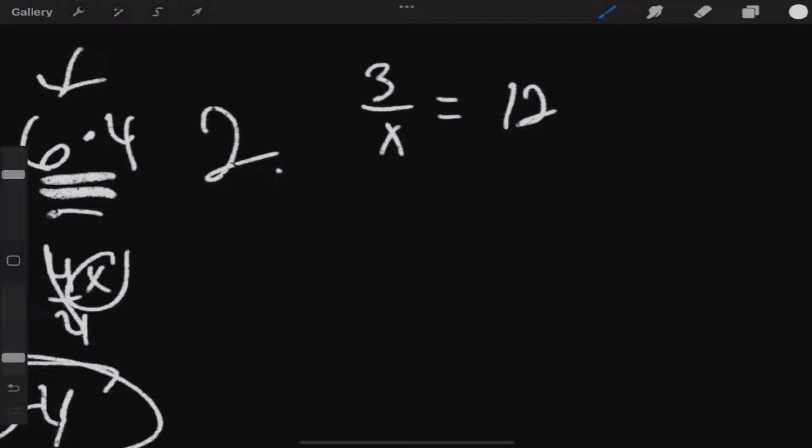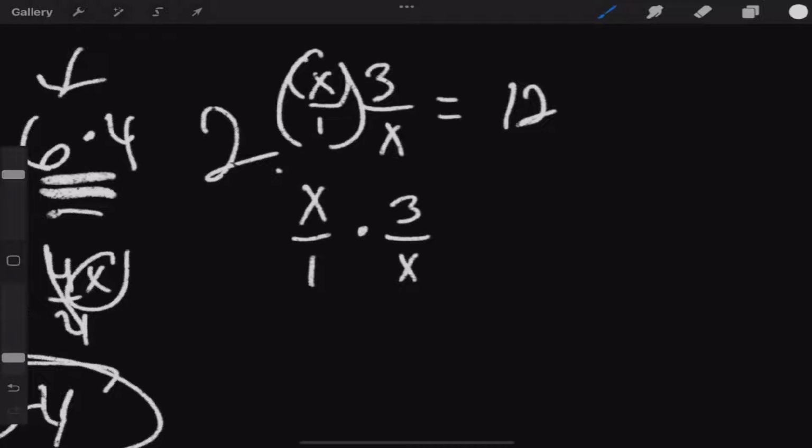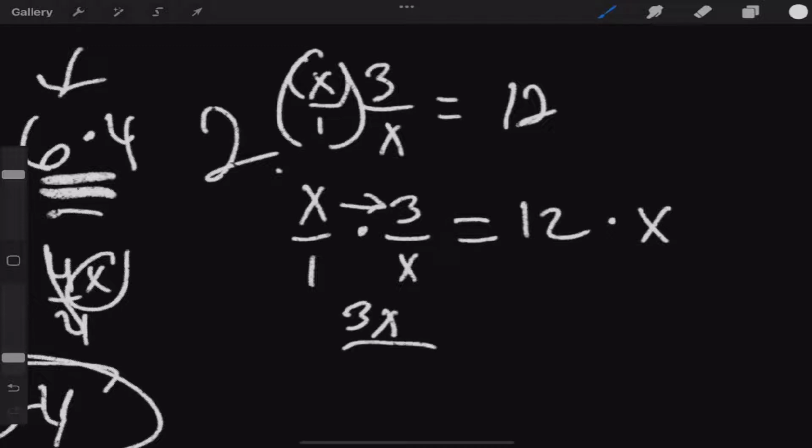To put it really easily, we're just going to multiply by a variable. Because if we multiply both sides by x, right? Let's think of it as multiplying by x over 1, just so it's easier. Equals 12. Now we have to multiply this side by x as well, because what we do to one side, we do to the other. So now let's multiply across. We have x times 3 equals 3x. And then we have 1 times x just equals x.